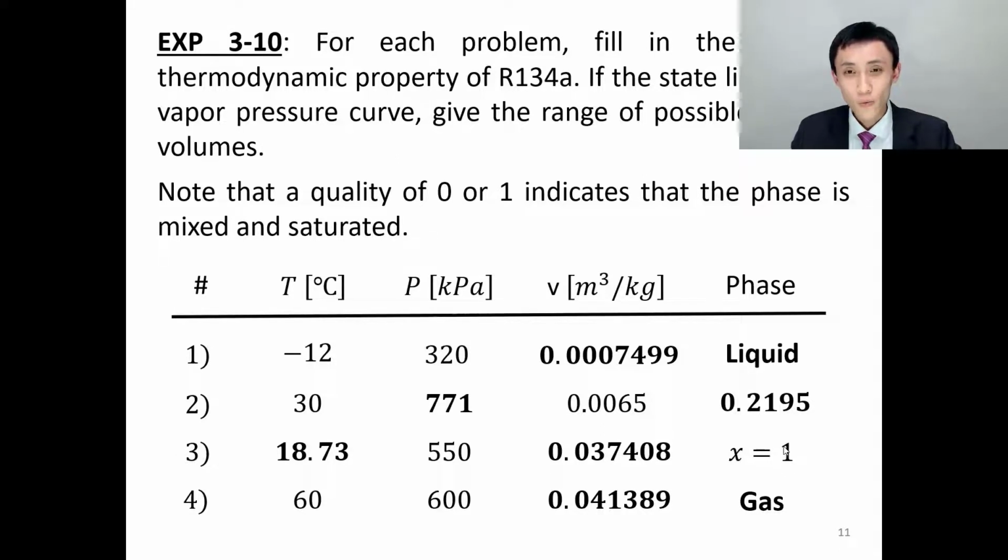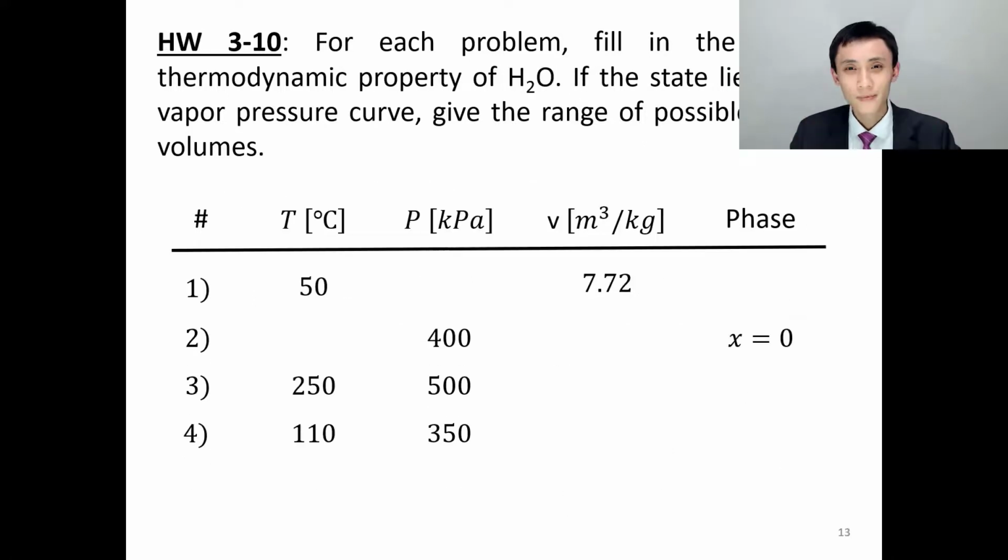So x equals 1 means it's a saturated gas. But if it's a superheated gas, then you cannot write x equals 1. x equals 1 is only for saturated gas. If it's superheated, then you write it as gas. Similarly, if it's not saturated liquid, then you write it as liquid. You write x equals 0 only if it's saturated liquid. Did you get it? All right.